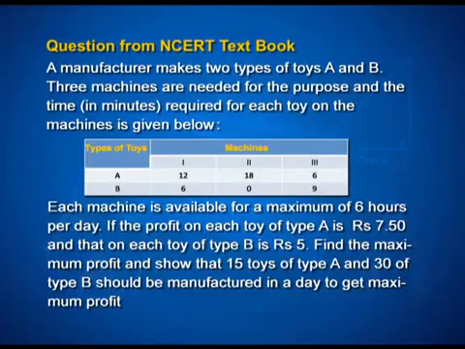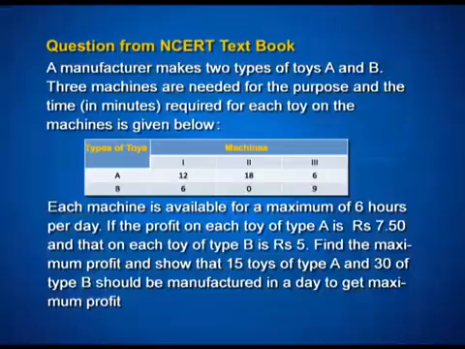So, when you start reading the question again, you will realize that we have to find the number of types of toys A and B. So, they will become our decision variables. How many type A, how many type B should be manufactured. What else is given is that we need to do this problem with the sole aim of maximizing profit. So, that is how our objective function will be defined.